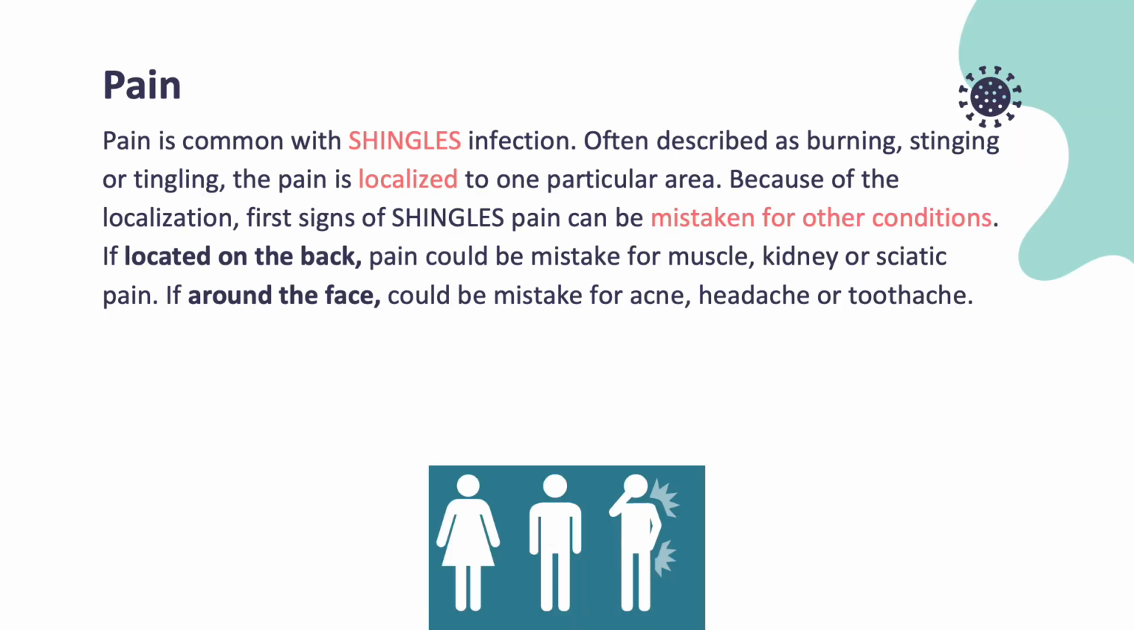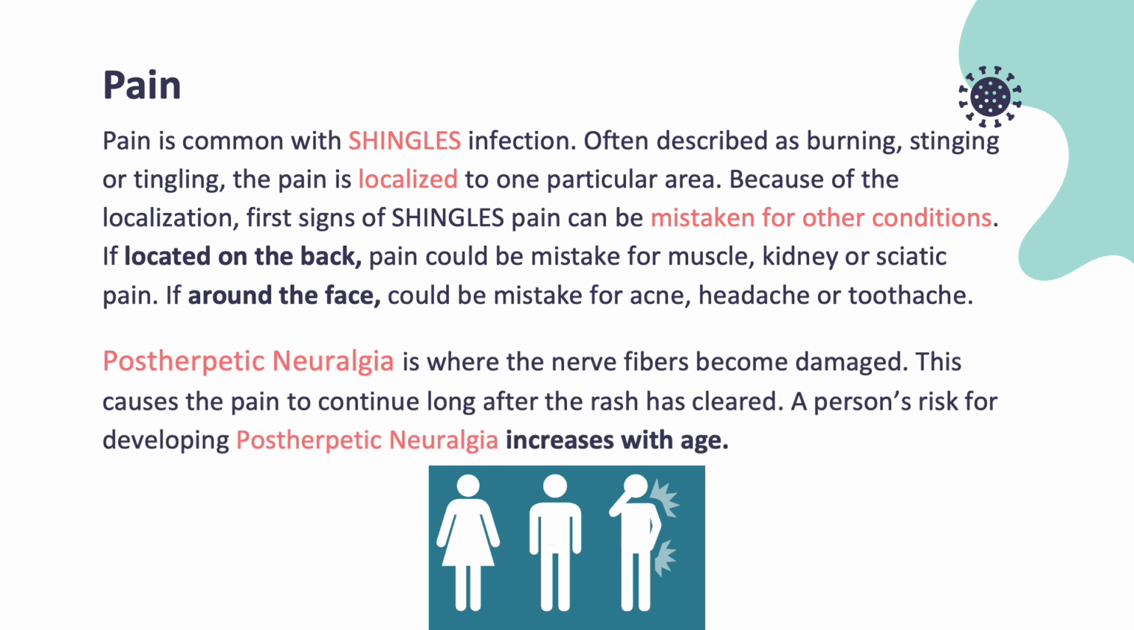Pain is common with the shingles infection. Often described as burning, stinging, or tingling, the pain is localized to one particular area. Because of the localization, first signs of shingles pain can often be mistaken for other conditions. If located on the back, pain can be mistaken for muscle, kidney, or sciatic pain. If around the face, it could be mistaken for acne, headache, or even toothache.